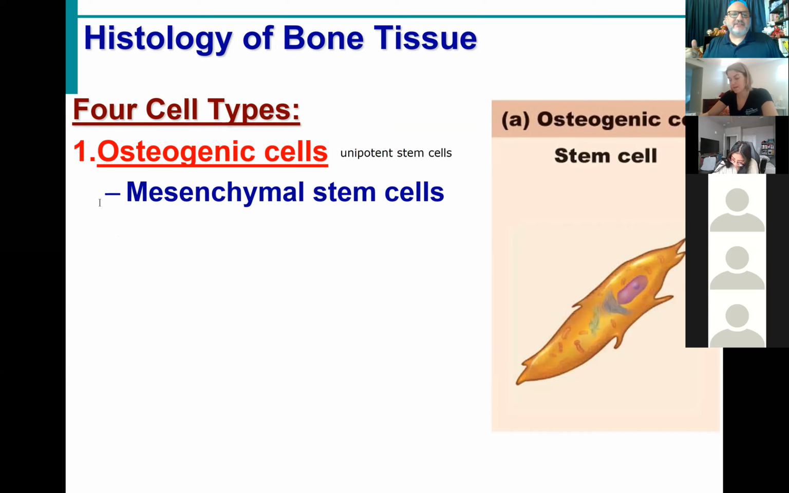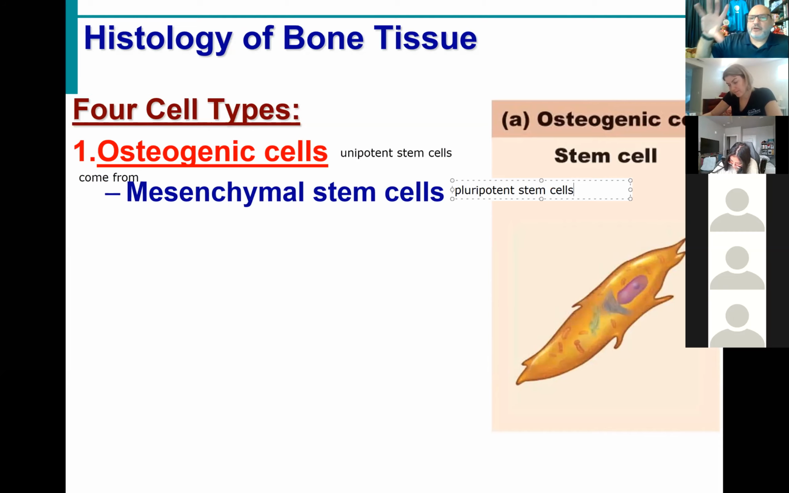These osteogenic cells come from our mesenchymal stem cells. Remember, our mesenchymal stem cells are the pluripotent stem cells that can produce all of our connective tissue cells. So a mesenchymal cell will divide to produce an osteogenic cell. And this osteogenic cell is still a stem cell, but all the cells that it makes can become one thing and one thing only.